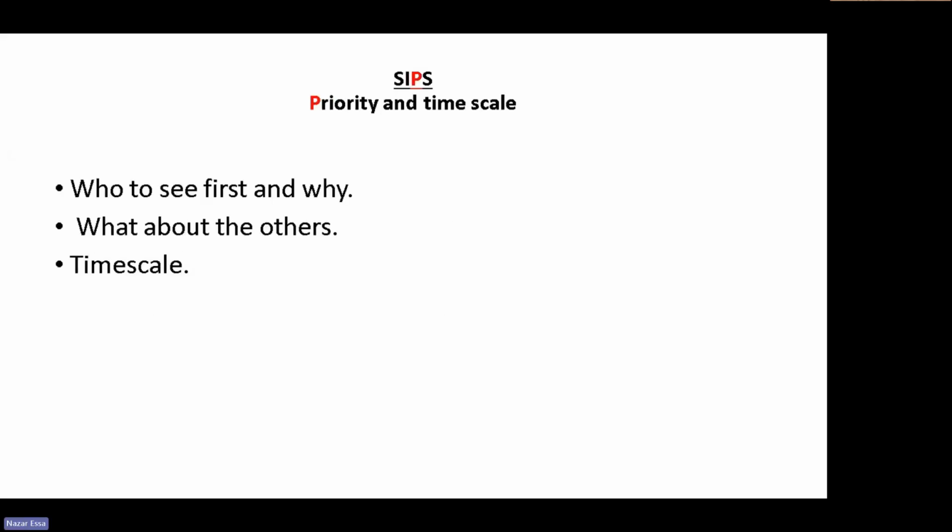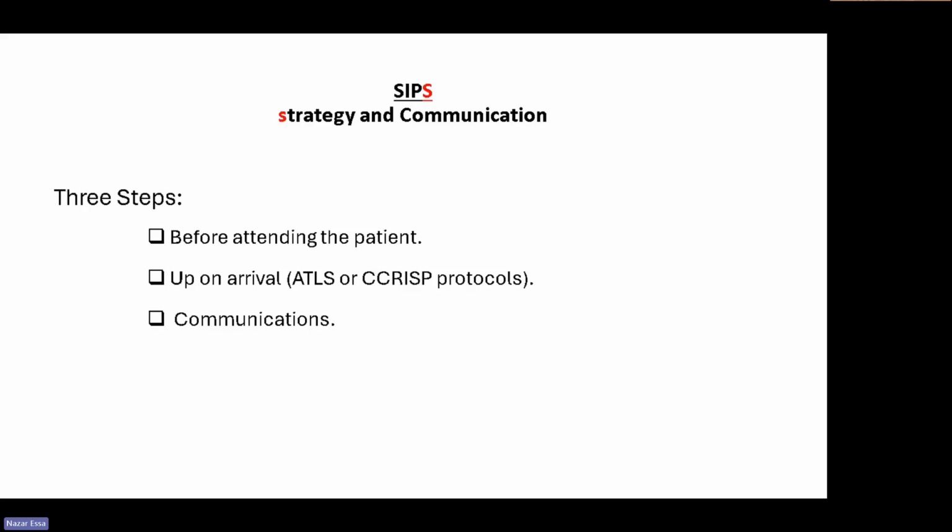So priorities are about telling the examiners who to see first and why, and what will be your plan for the other people, and also the time scales you will see and deal with every case. And then in the strategy and communication, actually, there are 3 steps. Always remember, in your strategy, you should divide your actions into 3 phases.